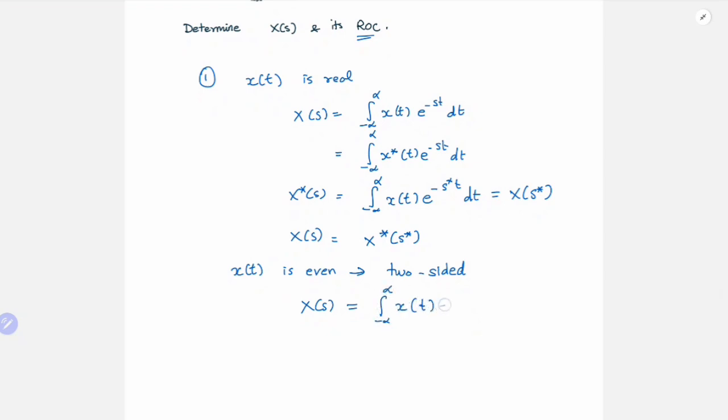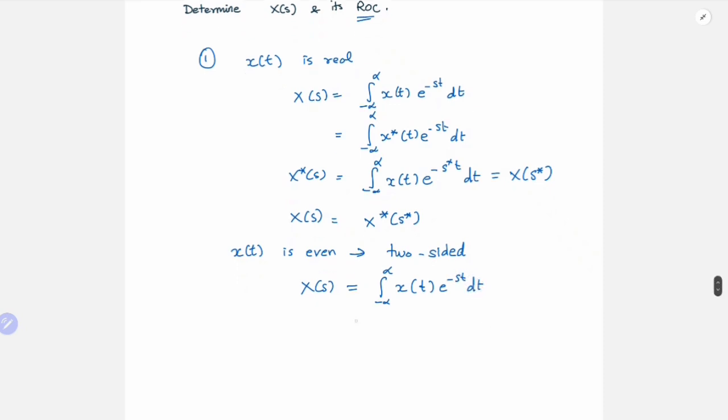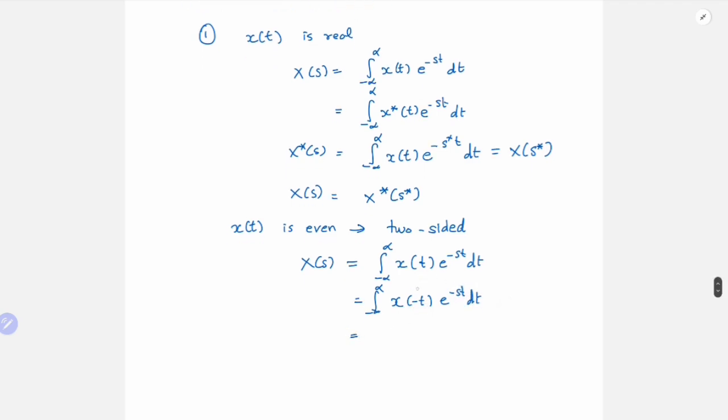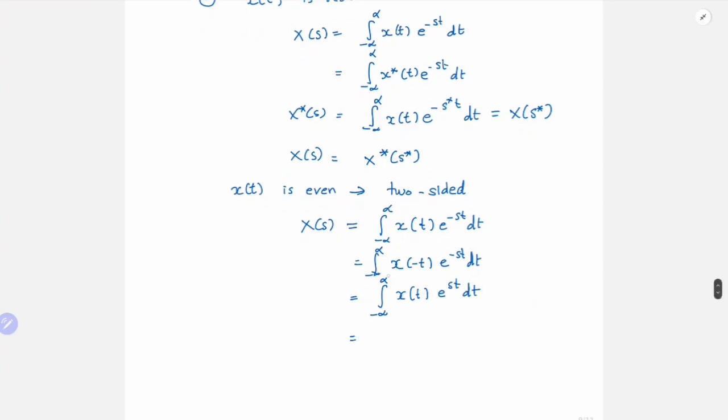So x of t e power minus st dt. But x of t is equal to x of minus t for me. And now if I substitute t with minus t, the limits will be crossed over because of dt going to minus dt, so they'll come back to the same thing: x of t e power st dt. So it means that my x of s is equal to x of minus s, right? So we have these two pieces of information.